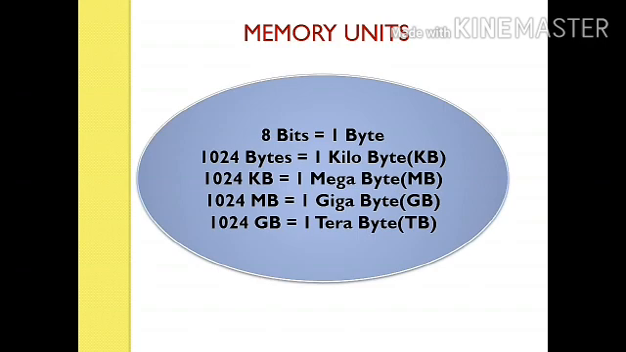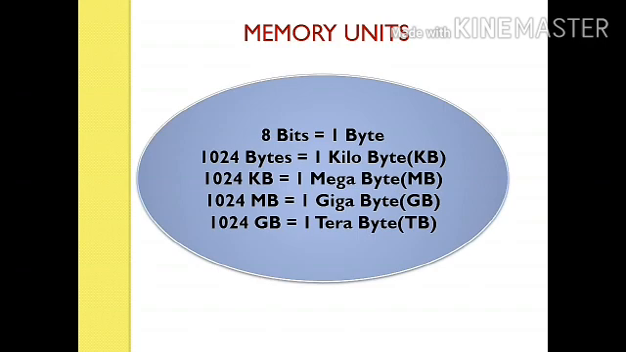Bit is the smallest unit of information which a computer can process and store. A group of 4 bits is called a nibble, and a group of 8 bits is called a byte. A computer memory is stored in the form of bits and bytes.